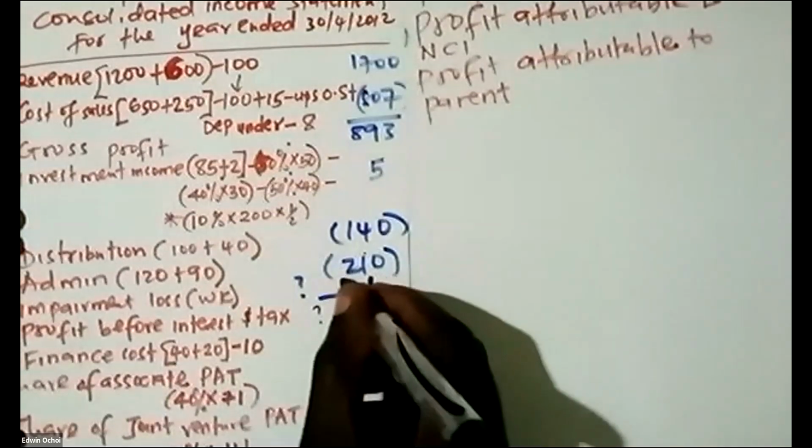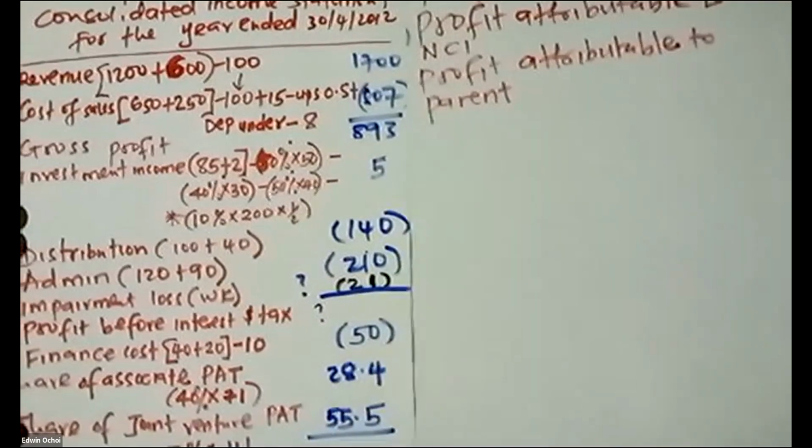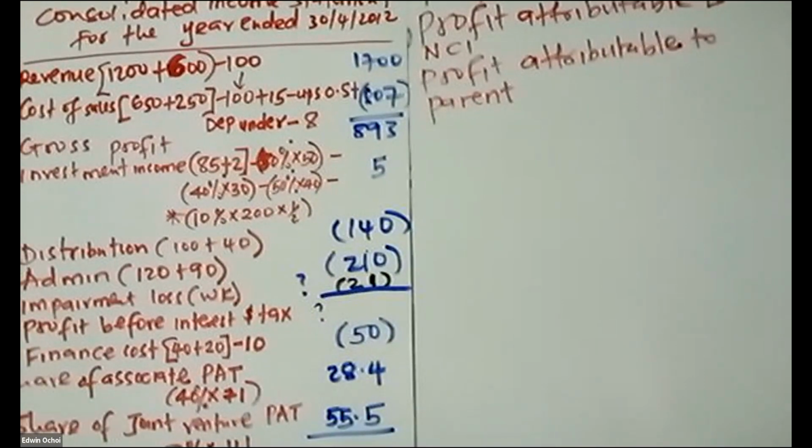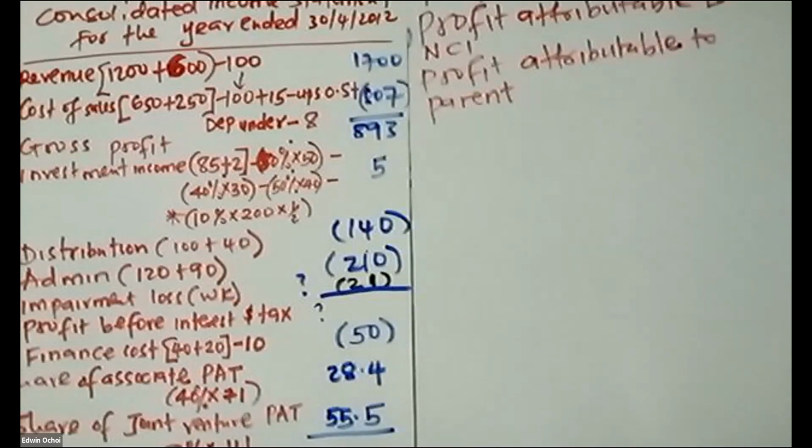So that one will be 21. So give me the profit before interest and tax. $527. That is fine. So 527.